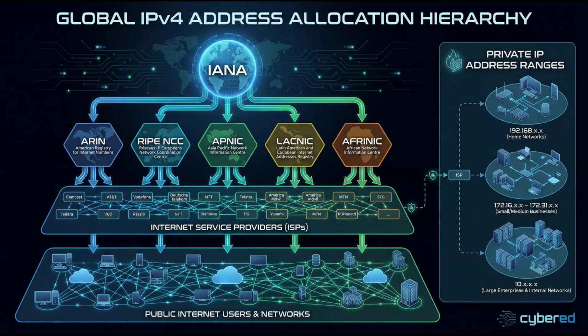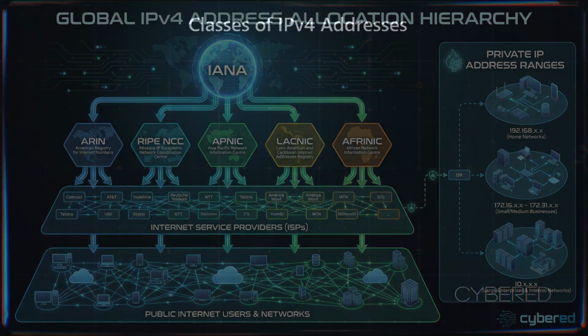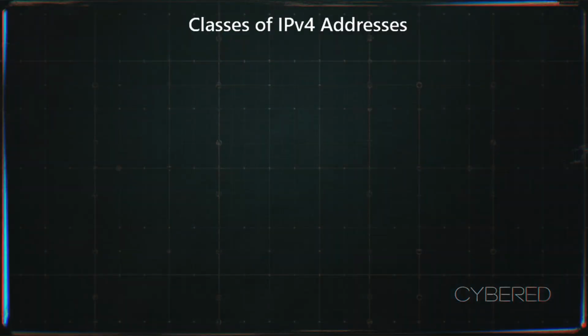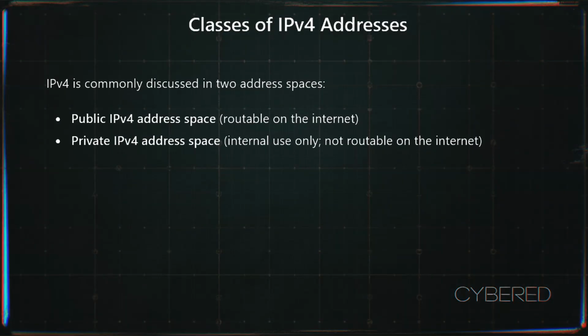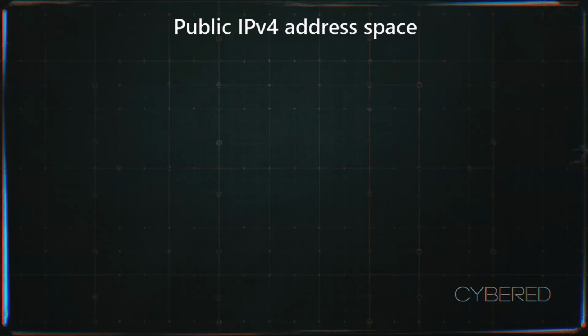Some ranges are reserved for private internal networks. IPv4 is commonly discussed in two address spaces: public IPv4 address space, which is routable on the internet; and private IPv4 address space, internal use only, not routable on the internet. Historically, IPv4 was divided into 5 classes. In the public space, Class A, B, and C are used for host addressing. Class D is multicast. Class E is experimental.